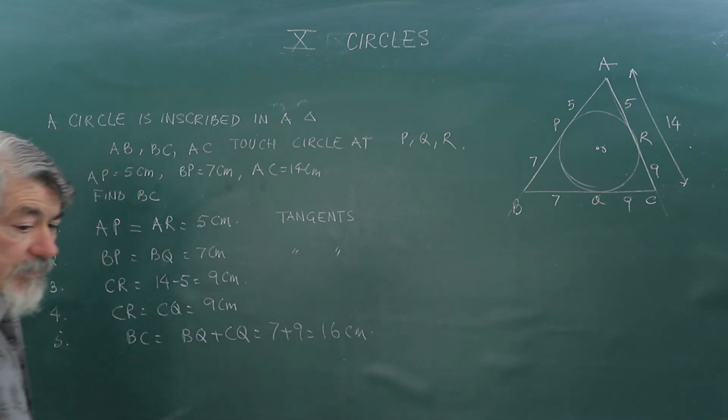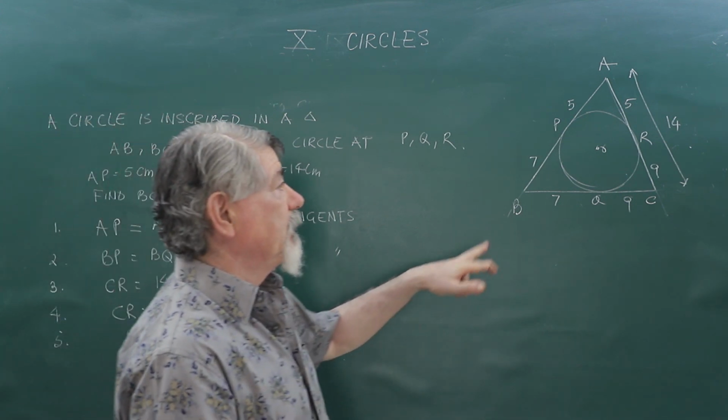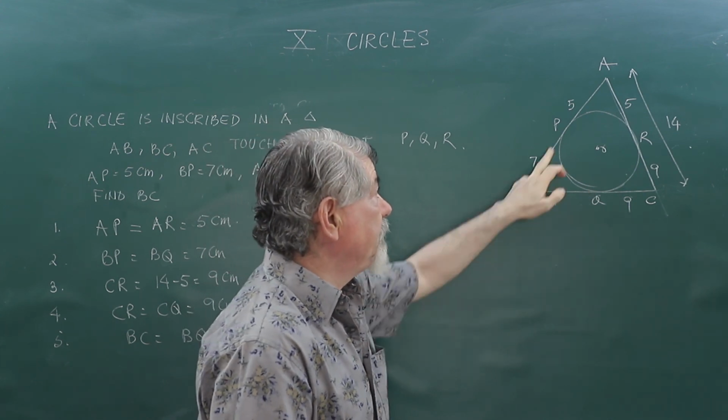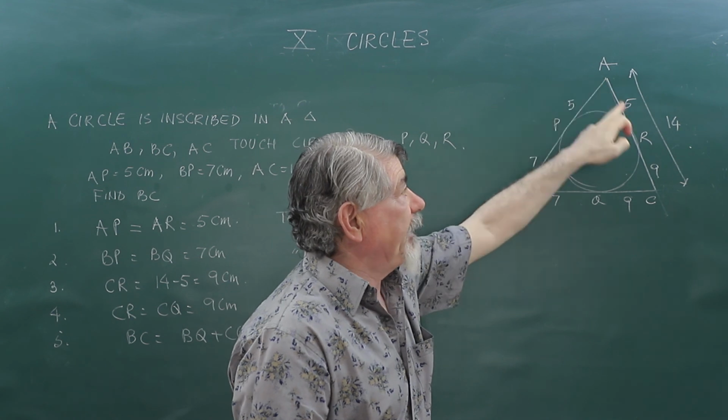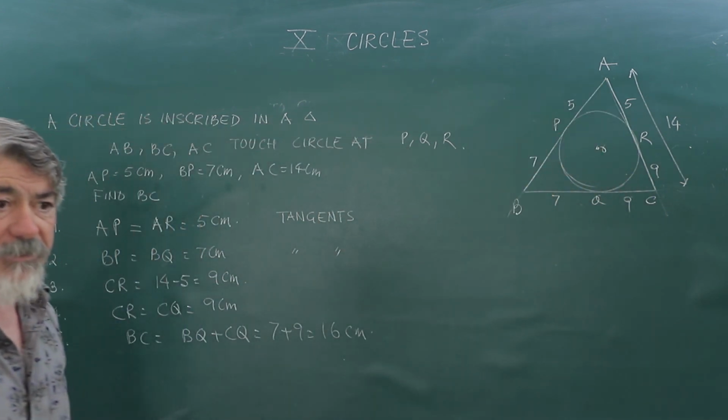We are using the simple property of the length of tangents. If tangents are drawn from a point outside the circle to a circle, they are always of equal length. BQ is equal to BP, AP is equal to AR and CQ is equal to CR. Using that property we have got this.